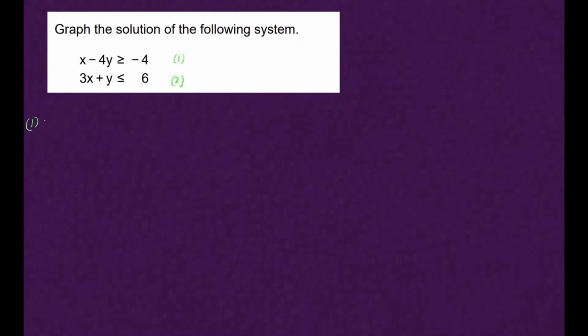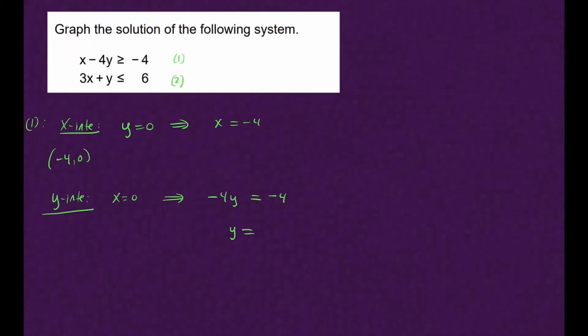So for the first one, let's go ahead and find the x-intercept. So I'm going to set y equals 0. So that would give us x is equal to -4. So we have the coordinates -4, 0. And for the y-intercept, we're going to set x equals 0. So that would give us -4y is equal to -4. That would give you y equals 1 if you divide both sides by -4. So our y-intercept is 0, 1.